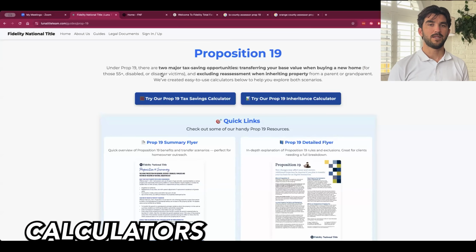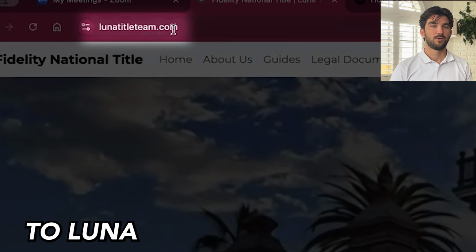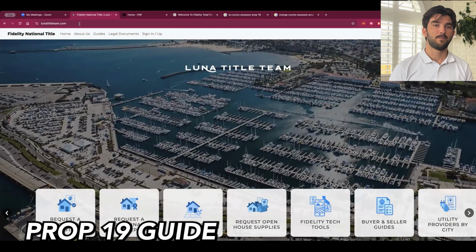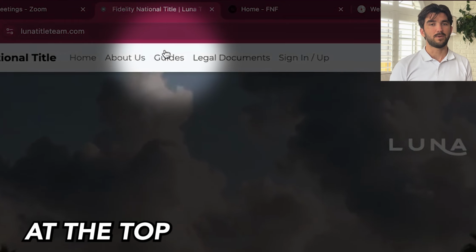Now we have Prop 19 calculators for both base value transfers as well as inheritance transfer situations. So you'll want to go to lunatitleteam.com, and then there's two places you can get to this Understanding Prop 19 guide and calculators. The first would be in our guides section up at the top of the page here.